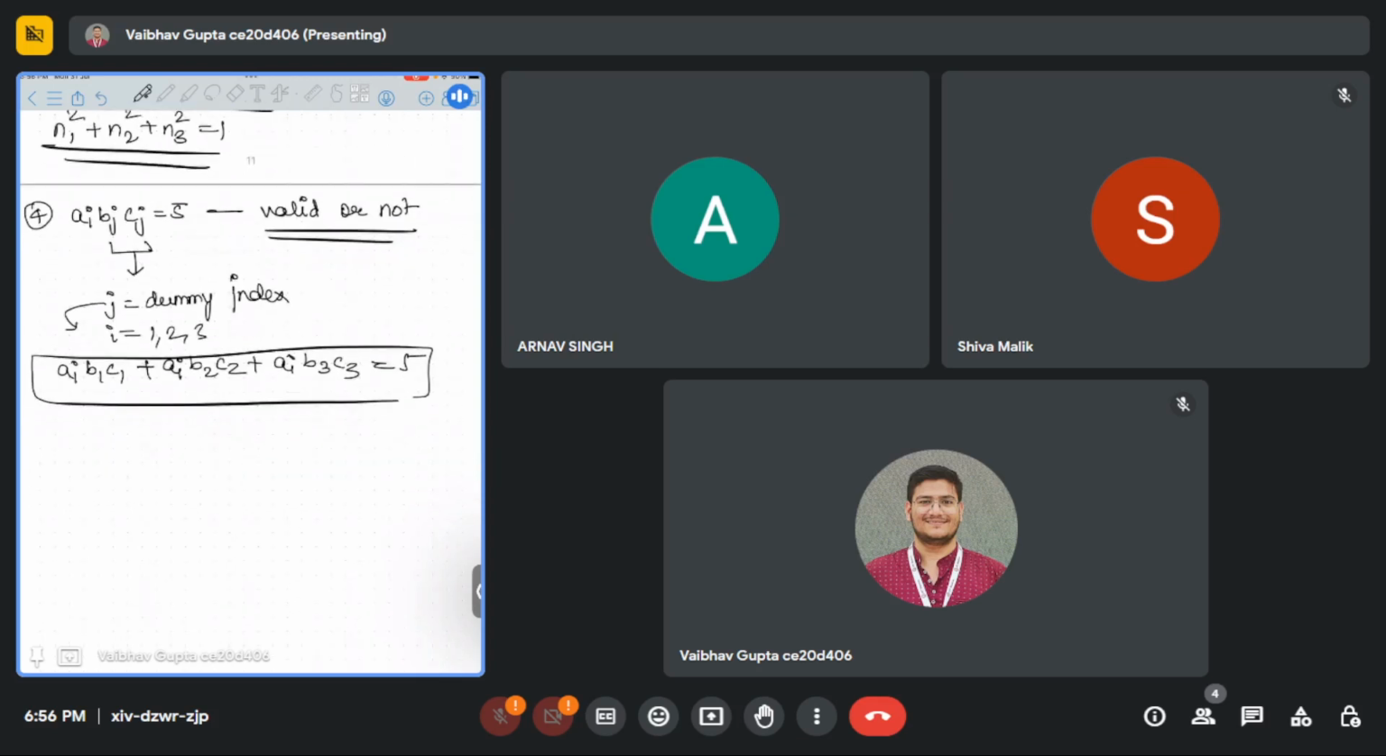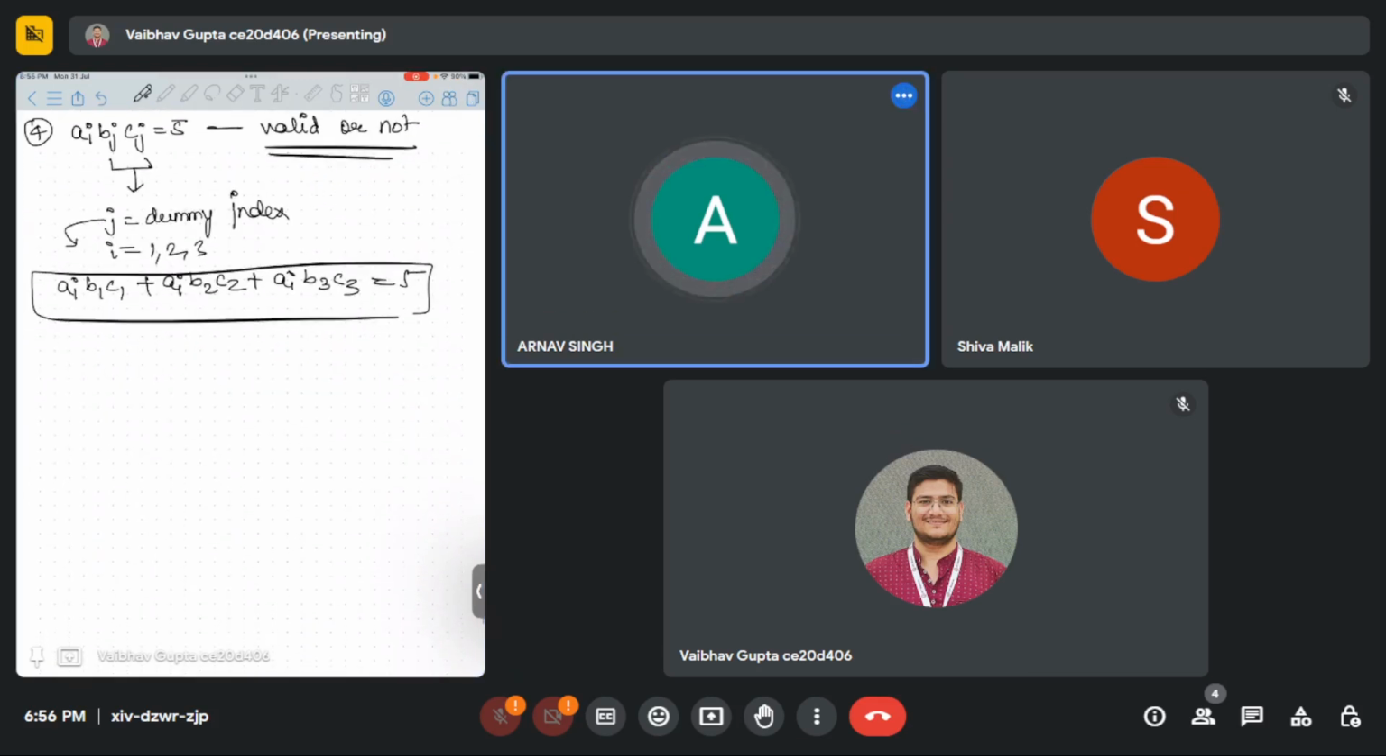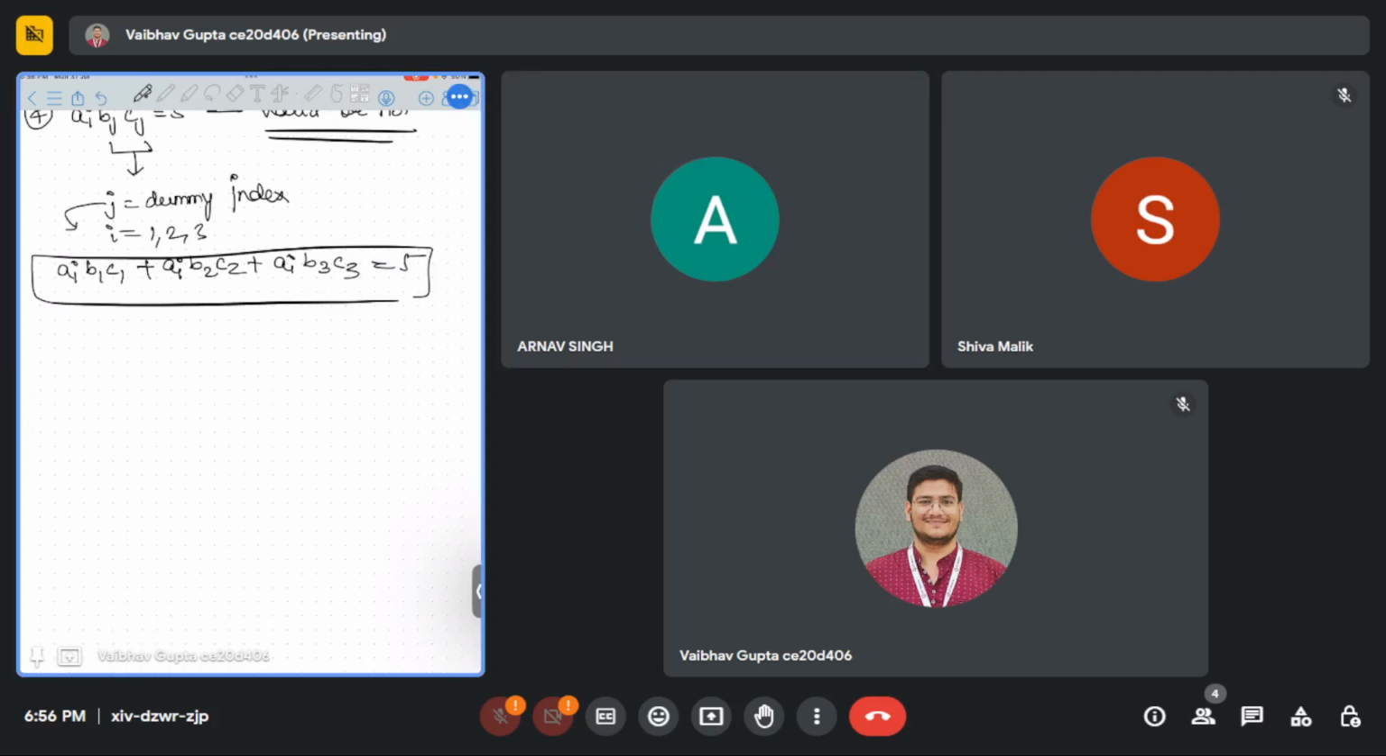So I'll move ahead. Okay. One more example I will take. It's a typical one: delta ij, delta jk, delta kp, and delta pi. What is the value of this?